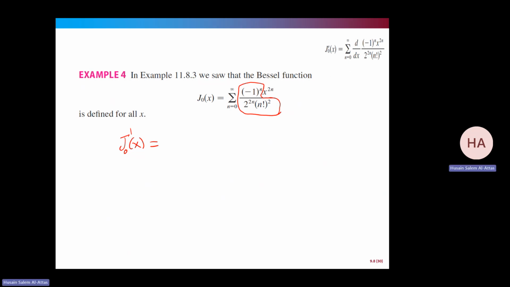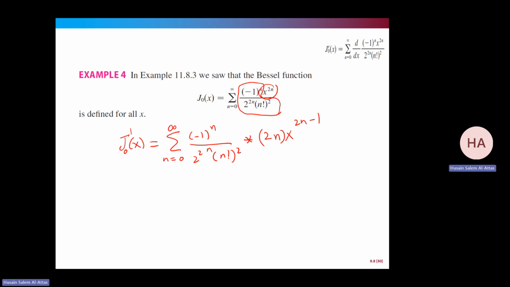All of this is just a number. So it will be the derivative. It will be the summation n equals 0 to infinity. This is just a number, I will leave it as a number. Then find the derivative of this. What's the derivative of this? 2n x to the power 2n minus 1.